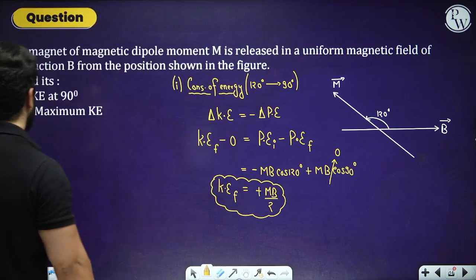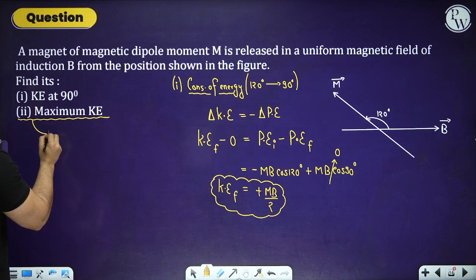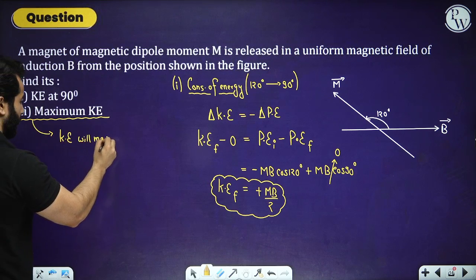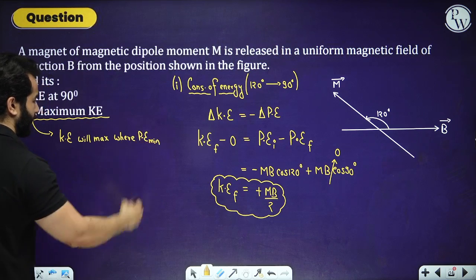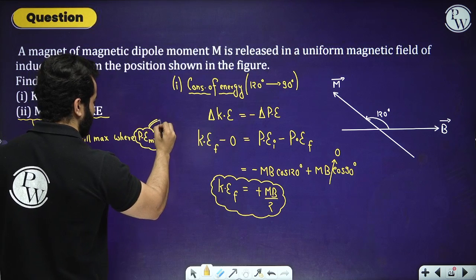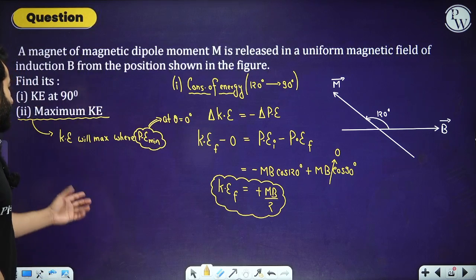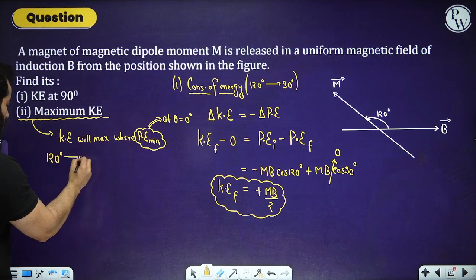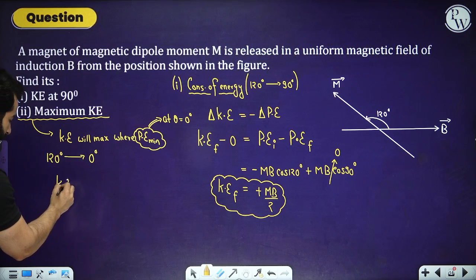Hopefully everything is clear. Now second, what is going to be the maximum kinetic energy? Kinetic energy will be maximum where potential energy is minimum, isn't it? Now at which point is potential energy minimum? Potential energy is minimum at theta equals 0 degrees. So now again let's apply conservation from 120 degrees to 0 degrees.